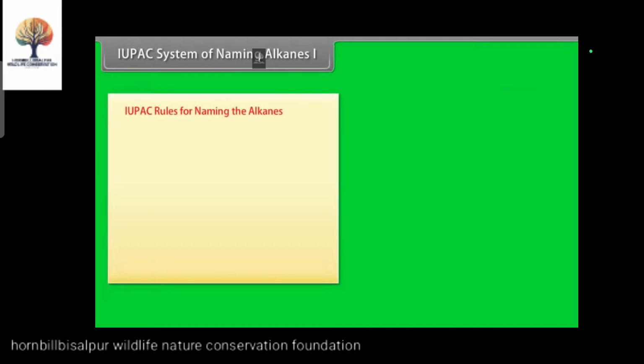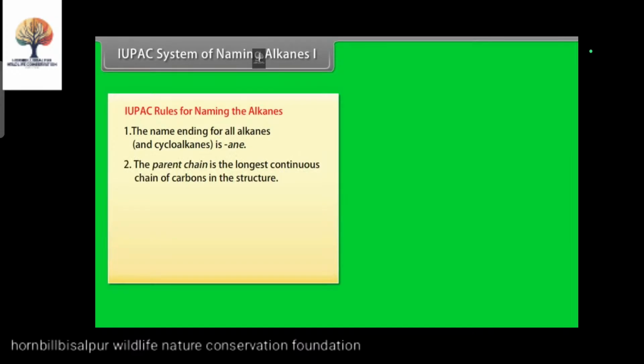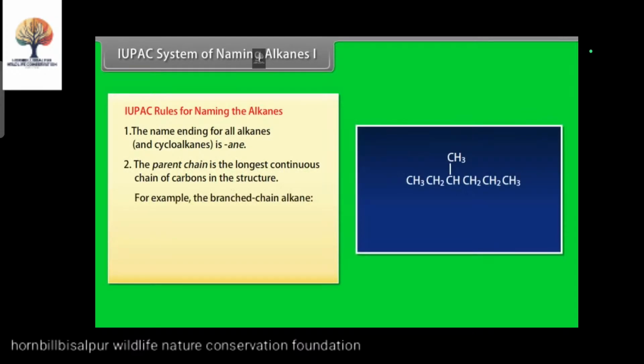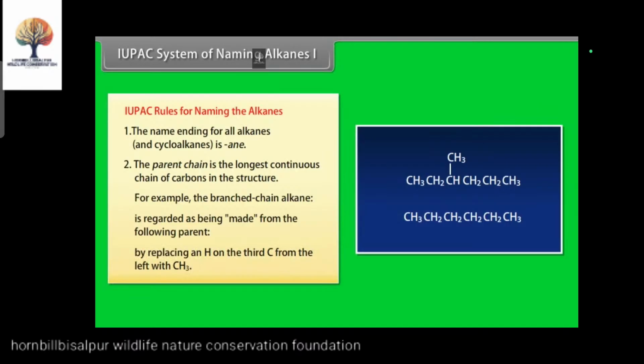IUPAC rules for naming the alkanes. Number 1. The name ending for all alkanes and cycloalkanes is -ane. Number 2. The parent chain is the longest continuous chain of carbons in the structure. For example, the branched chain alkane is regarded as being made from the following parent: CH3, CH2, CH2, CH2, CH2, CH3 by replacing an H on the third C from left with CH3.